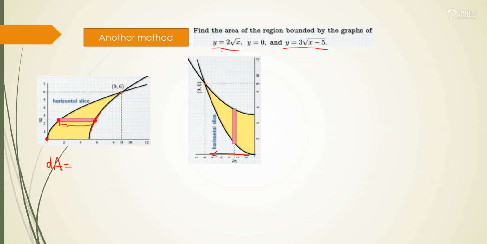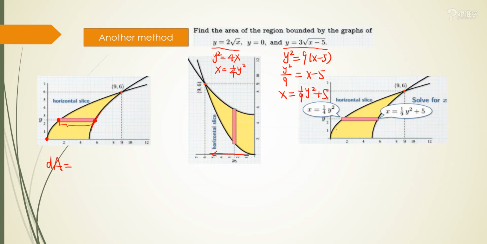For the first equation, we square both sides and find x to be 1/4 y squared. And for the second equation, we also square both sides, divide by 9 on both sides, and add 5 to both sides. We arrive at x equals 1/9 y squared plus 5. So this is what we are doing.